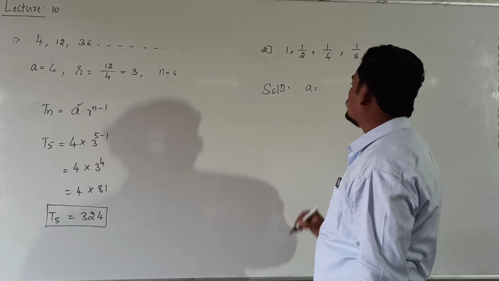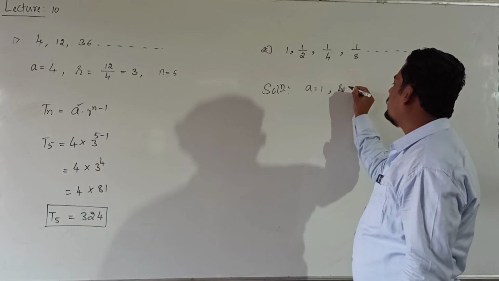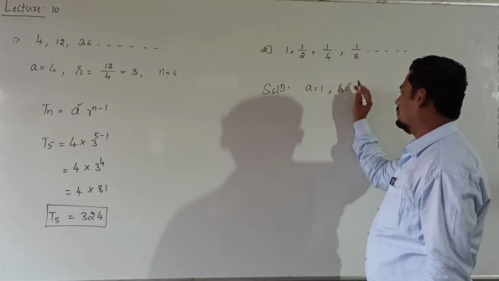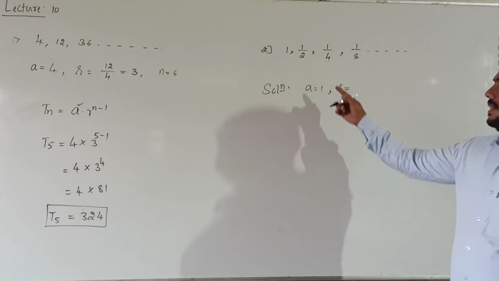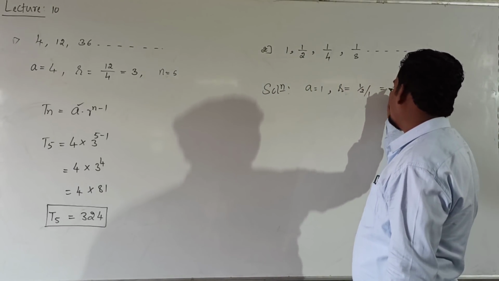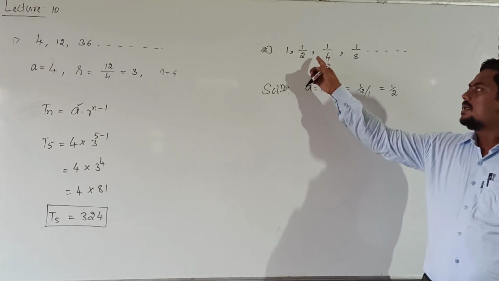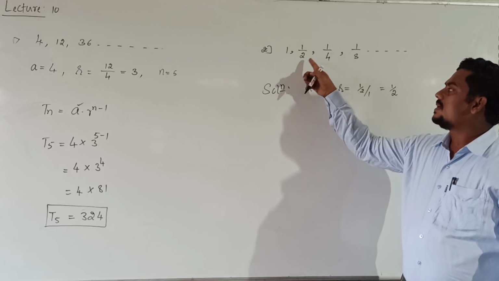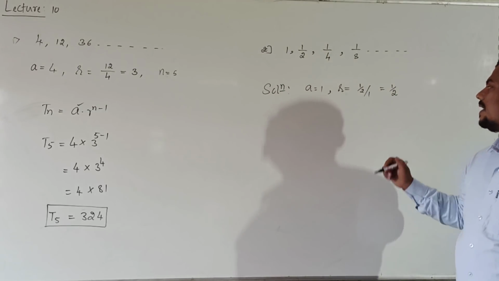In this case, what is small a? That is 1. And define common ratio r. What is common ratio small r? Term divided by its previous term. 1 by 2 divided by 1 is 1 by 2 only. You can take any two terms. Term divided by its previous term. Common ratio is 1 by 2.